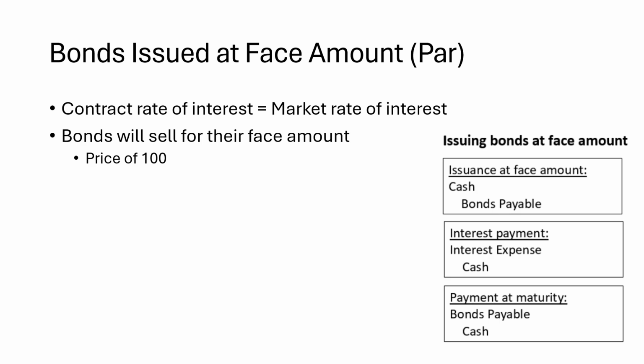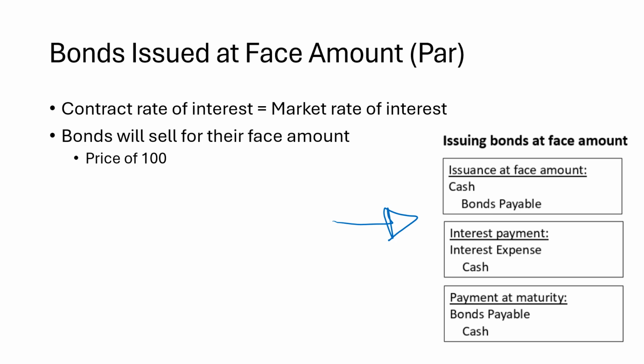offering. But in this case, when we talk about bonds issued at face amount or par, both of those rates are the same. So the bonds sell at their face amount. So if it's a $1,000 bond, it sells for $1,000. And we quote that at 100 because the bond is selling for 100% of its face amount, no more, no less. So when bonds are issued at face amount, these are the journal entries that you'll be looking at.